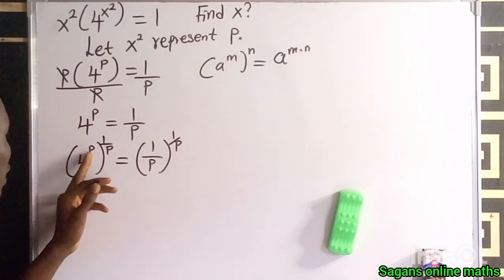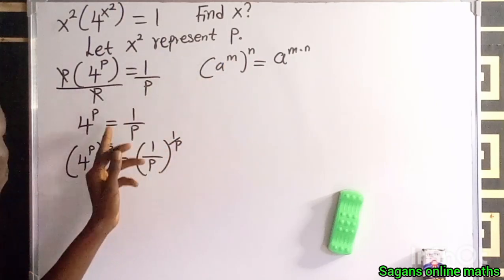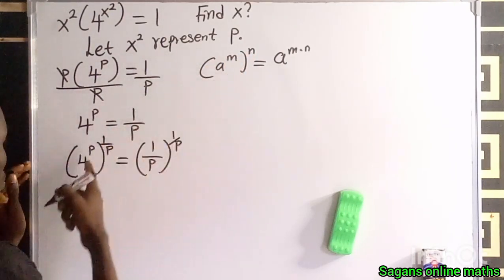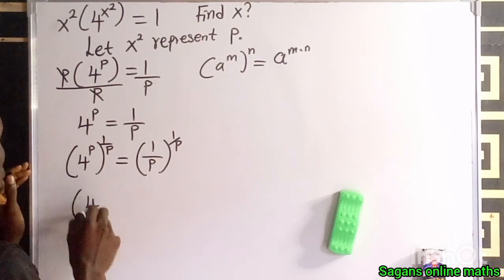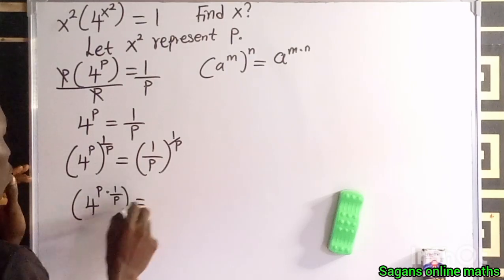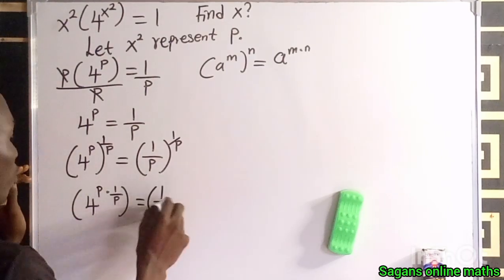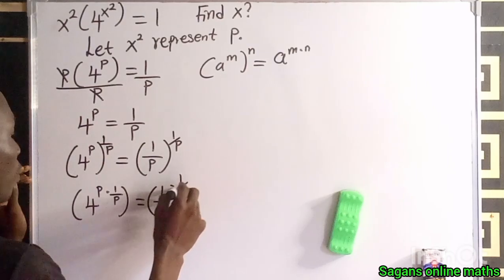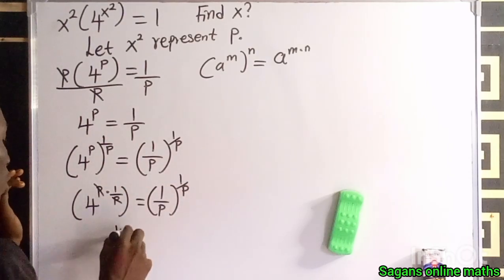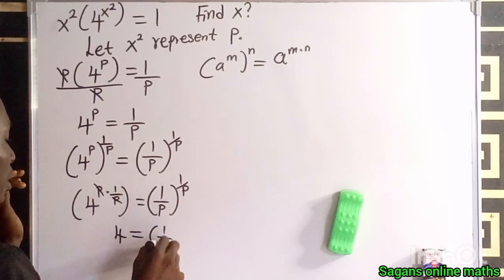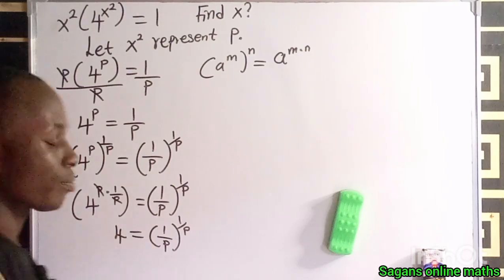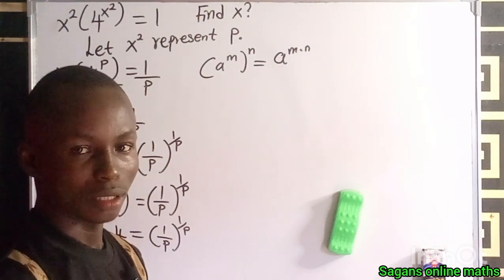At this point, this p here represents our m here, and 1 over p here represents our n here. So by obeying these properties of indices, we can write this as 4 to the power of p multiplied by 1 over p, everything equal to 1 over p, all to the power of 1 over p. Now, this will cancel out this. We are left with 4 equals 1 over p, all to the power of 1 over p. Wow, this is amazing. This is pocket genius.